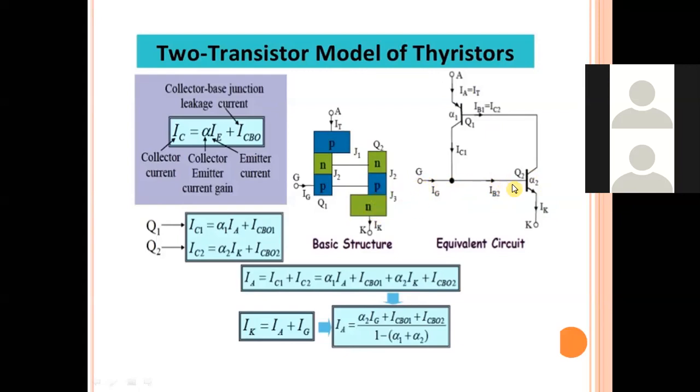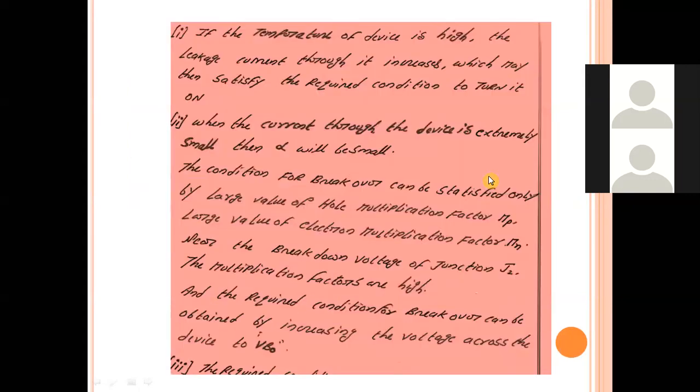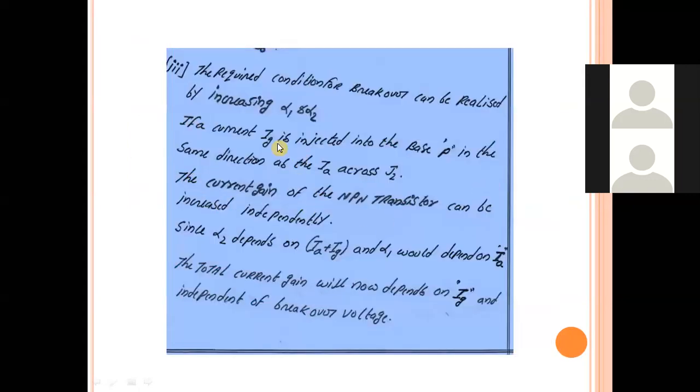Whenever a gate current is injected, immediately the value of current gain of this transistor changes. When this changes, the sum of alpha 1 plus alpha 2 changes. So one method of making the device conduct is by providing a change in the gate current. So that is the third consideration.